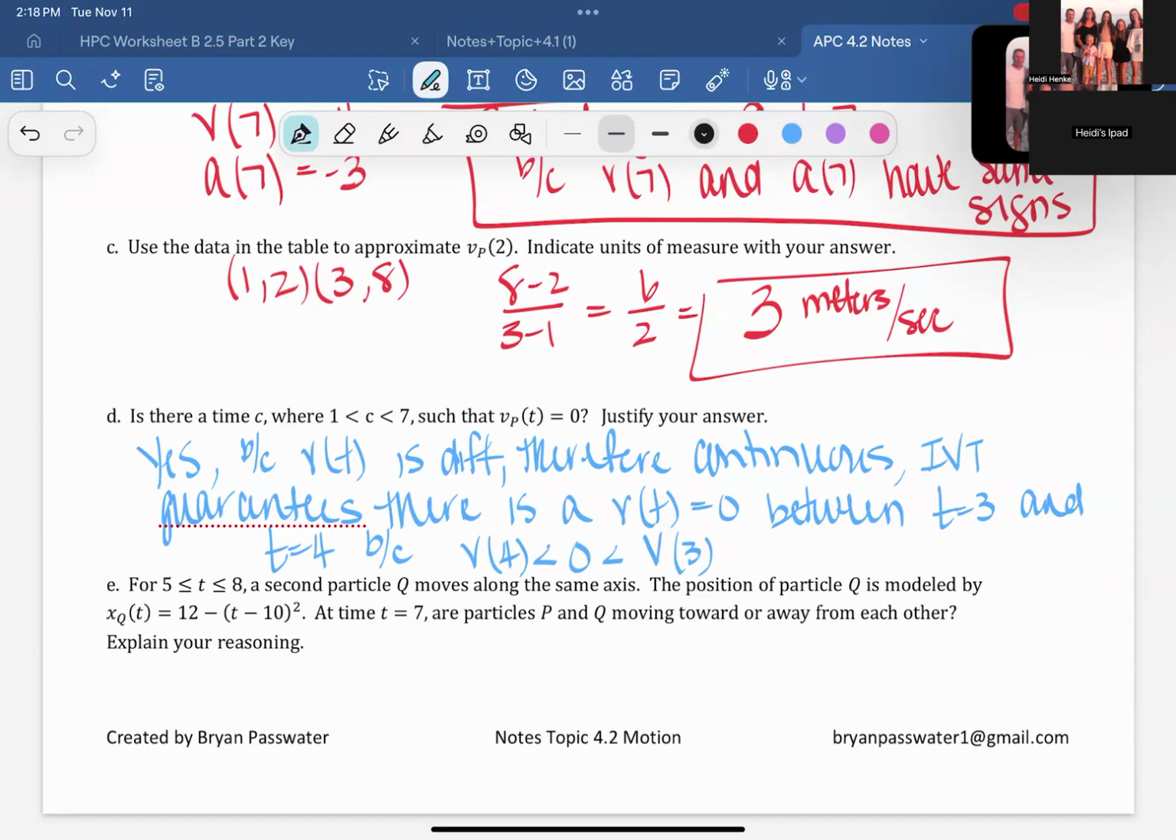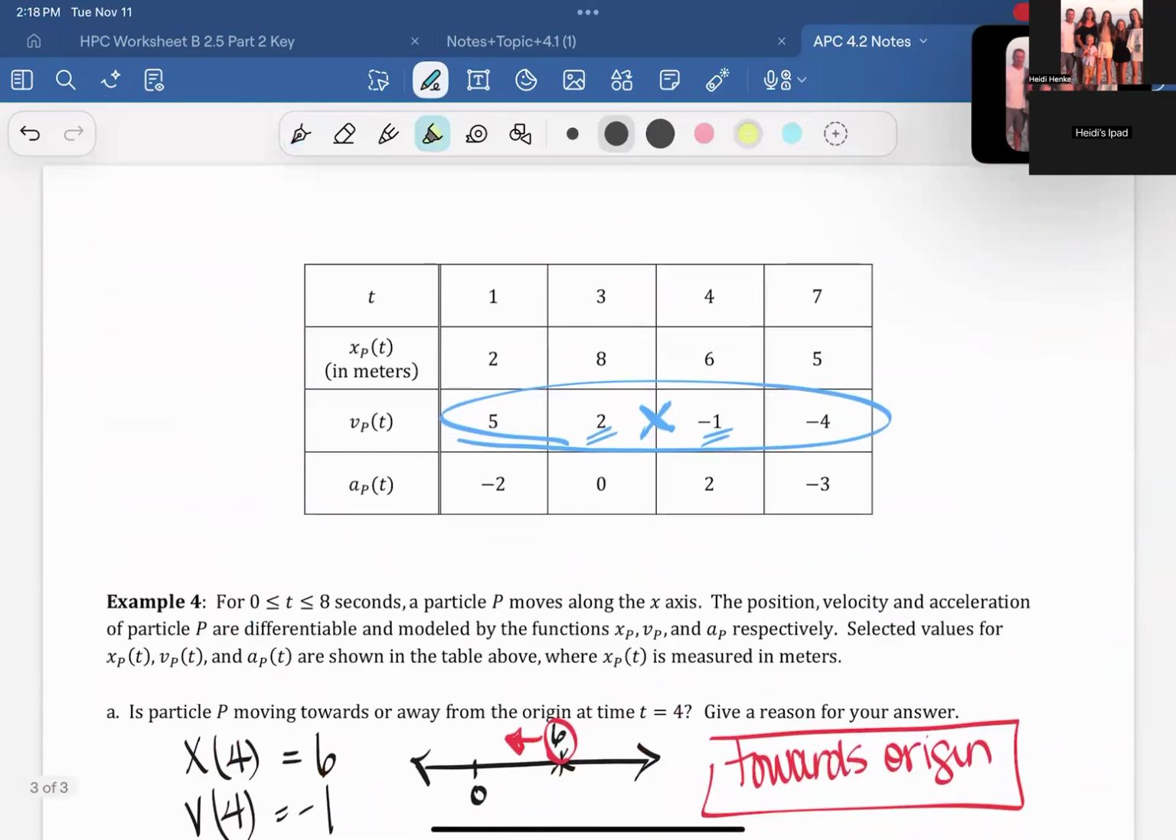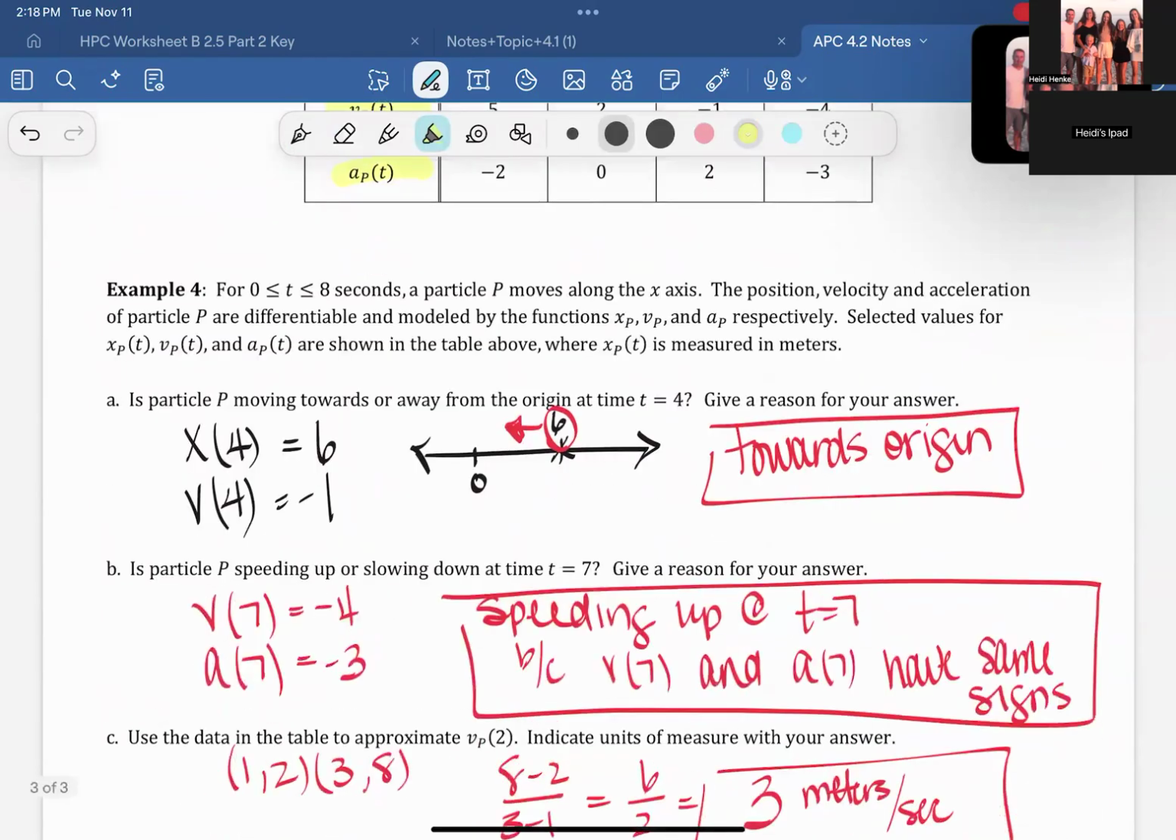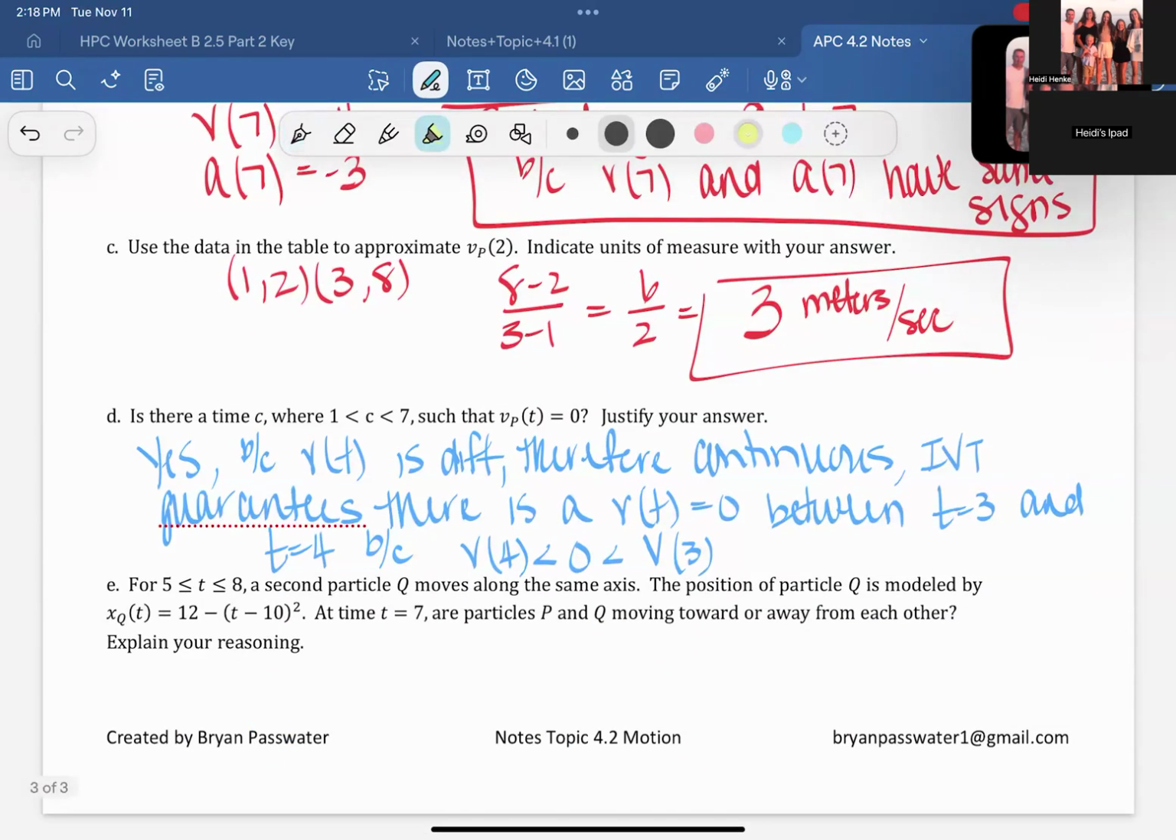Last problem of the day. Particle Q. Different particle. Not all of this is particle P. This is all for P. Notice P, P, P. Those are all for P. So now they're saying there's a second particle. A second particle Q moves along the same axis, and the position of particle Q is this equation right here. At time 7, are particles P and Q moving toward or away from each other?